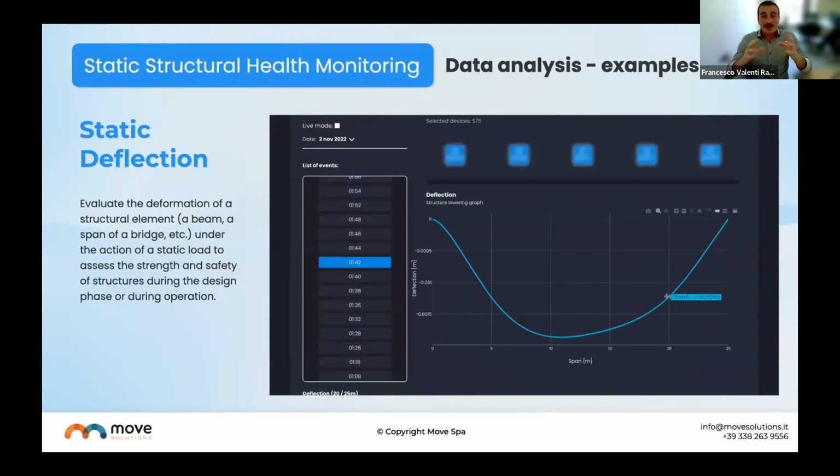The static deflection tool is particularly useful for designers and engineers who need to assess the strength and safety of the structure during the design phase. But it can also be used afterwards in structural monitoring during the operation, with maybe a static load test with cargo trucks on the span of the bridge.